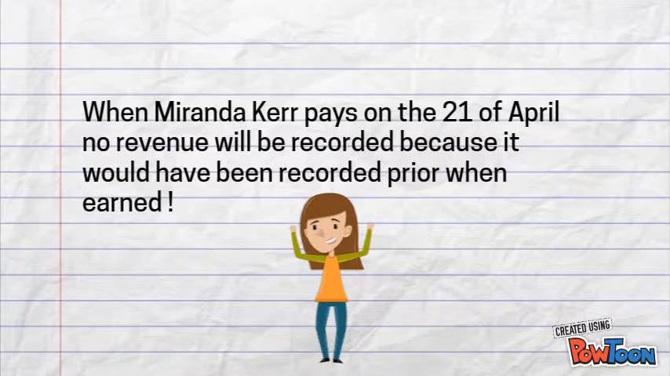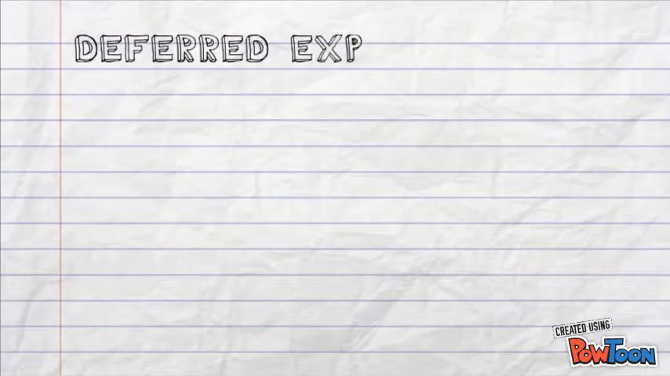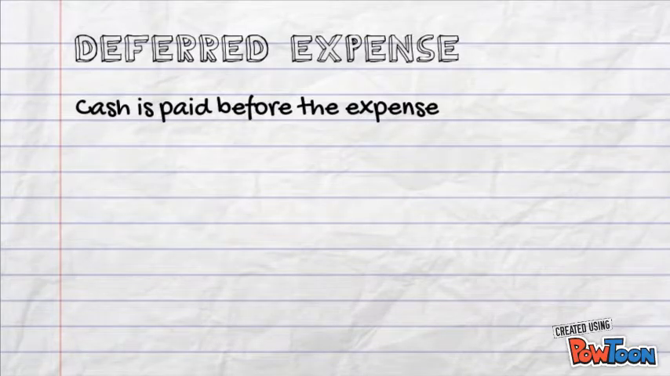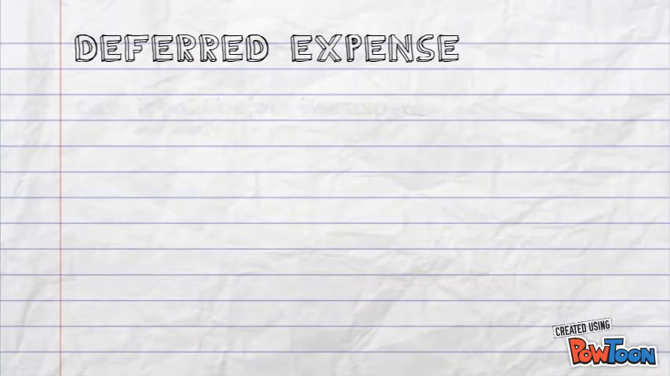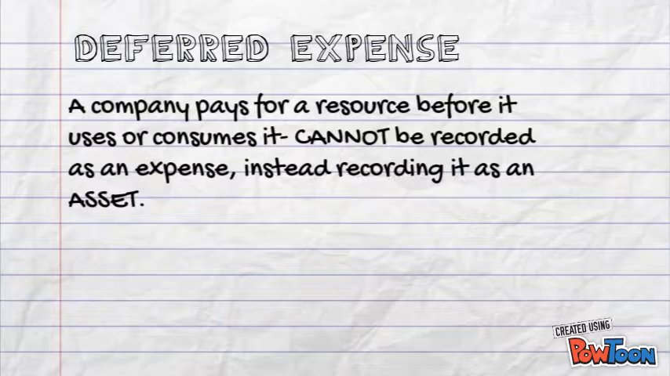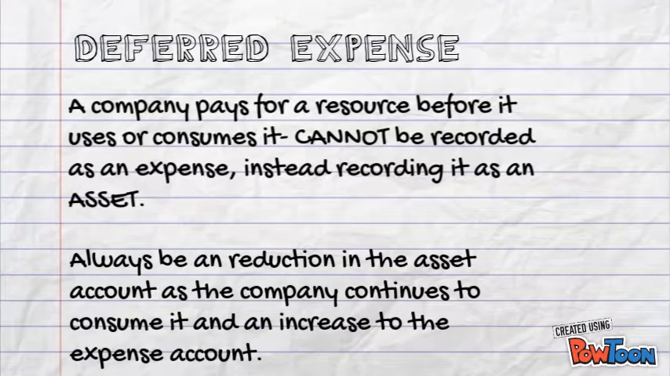Now on to deferred expense. This is where cash is paid before an expense. A company pays for a resource before it uses or consumes it, meaning it will be recorded as an asset instead of an expense. The adjusting journal entry will always be a reduction in the asset account as the company continues to consume it, and an increase in the expense account.